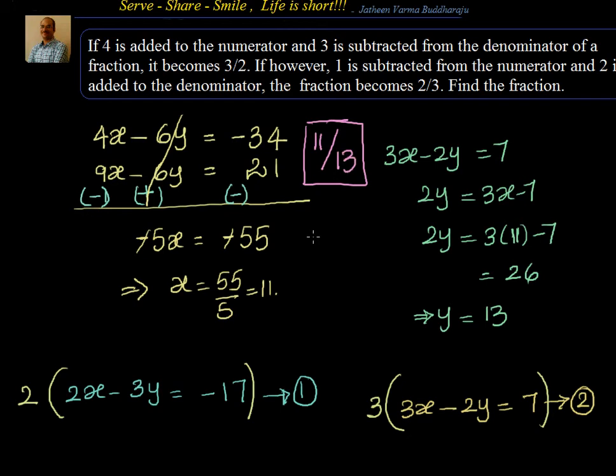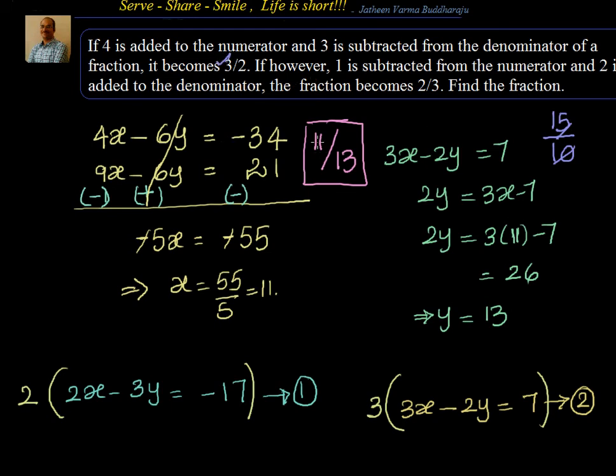Let's now verify whether this is correct or not. If 4 is added to the numerator, if you add 4 to 11, it will become 15, divided by 3 subtracted from the denominator, that means 15 by 10. You simplify it, it becomes 3 by 2.